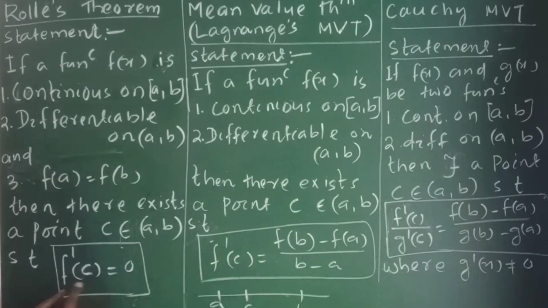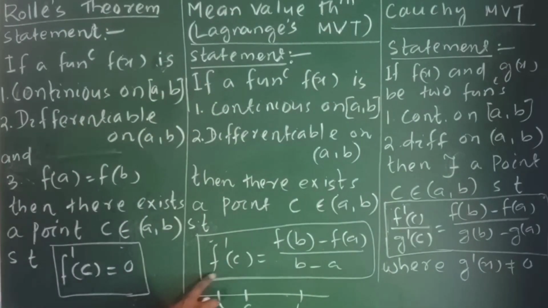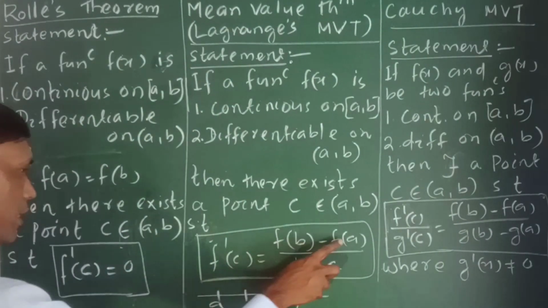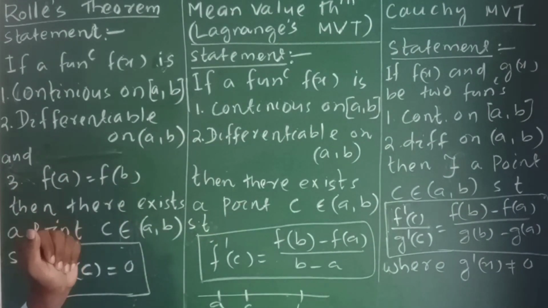Compare these two. Here, C is a point in between A and B. C is a point in between A and B where in Rolle's theorem f dash C is 0, but in Lagrange's theorem f dash C is equal to f of B minus f of A by B minus A. So this is the statement of mean value theorem.